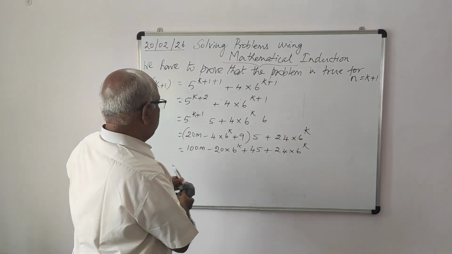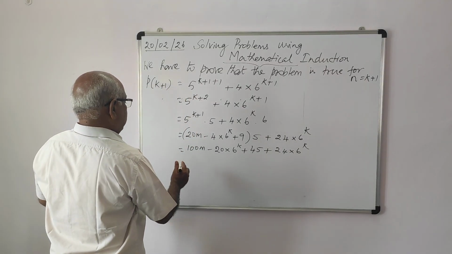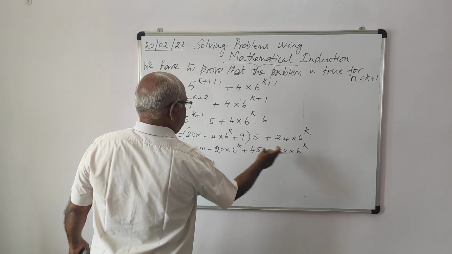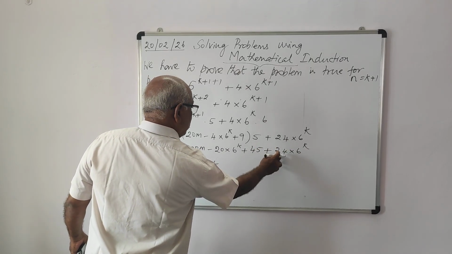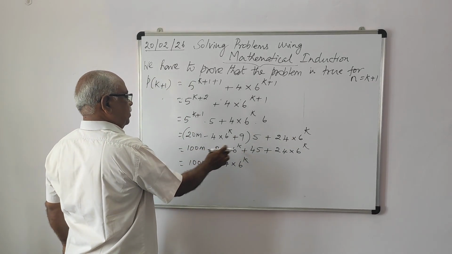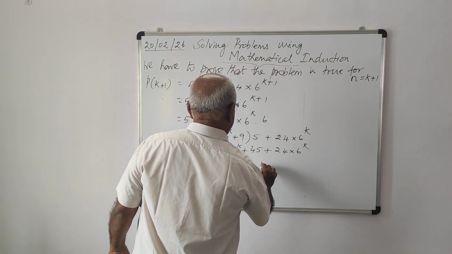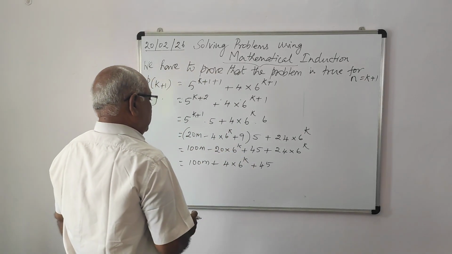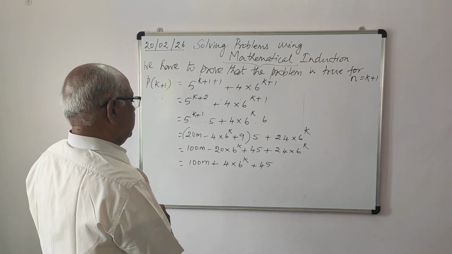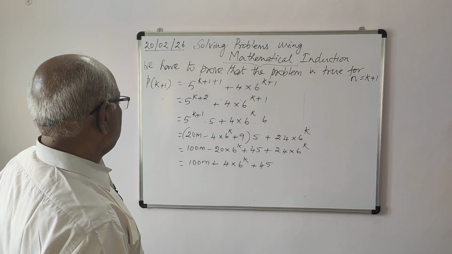இதில் பாருங்க 5 power k plus 1 replace பண்ண உடனே இந்த எக்ஸ்பிரஷன் கிடைக்குது. This is 100m minus 20 into 6 power k plus 24 into 6 power k add பண்ணும்போது plus 4 into 6 power k மட்டும் வரும். Because 24 into 6 power k minus 20 into 6 power k subtract பண்ணா 4 into 6 power k plus 45. 5 9s are 45.